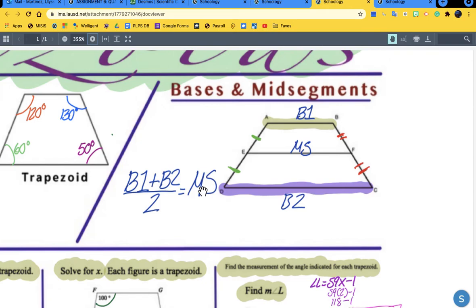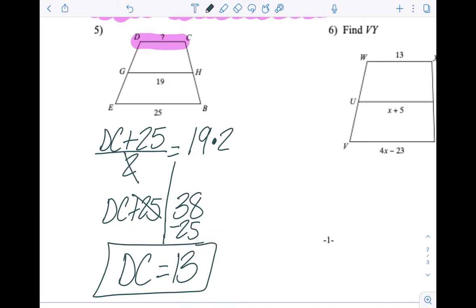Right? So the opposite of dividing by 2 is multiplying by 2. So I get DC plus 25. 19 times 2 is 38. I move 25 over as minus 25. So I get DC is equal to 13. And there you are right there. We have found DC. And you guys didn't see that at all, did you? There it is right there. Look. DC was the top, base 1.